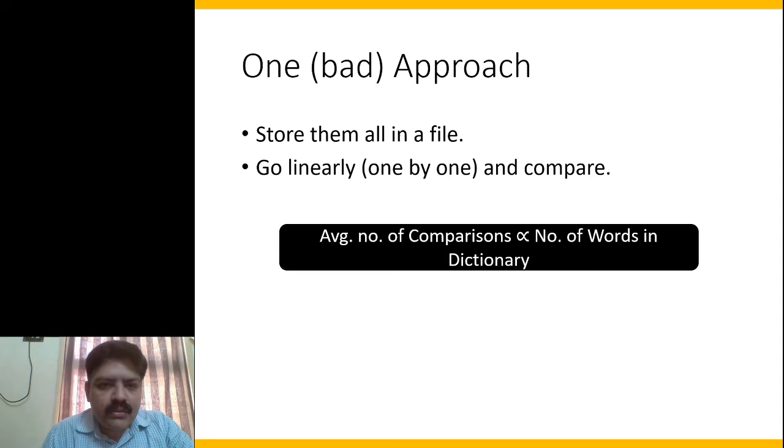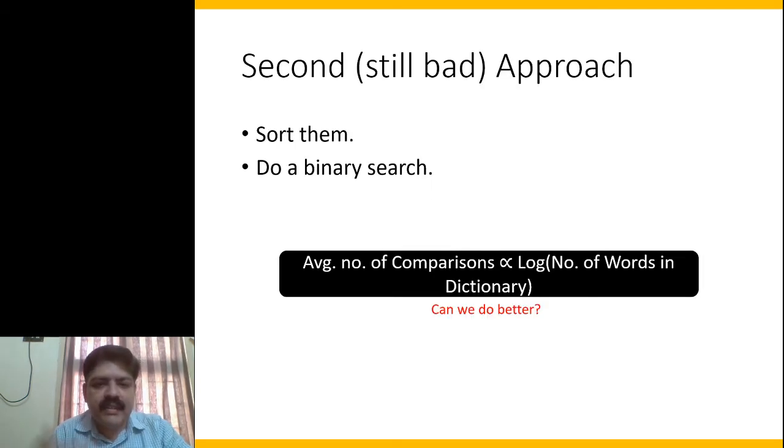One approach is to store them all in a file and go linearly one by one and compare with the query. So if I have an incoming query as Brutus, then I could open this file and check one word at a time and find whether this term exists in my dictionary. In this case, the average number of comparisons is of the order of n. Can we do this better? Of course, there is a way to do this better.